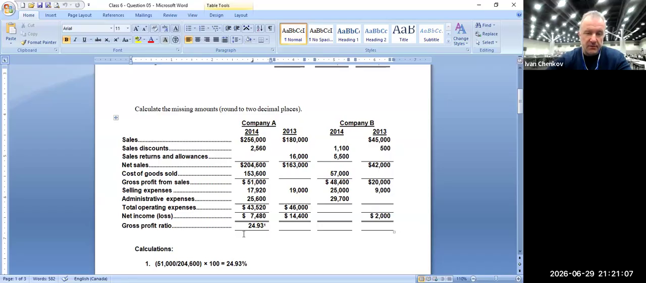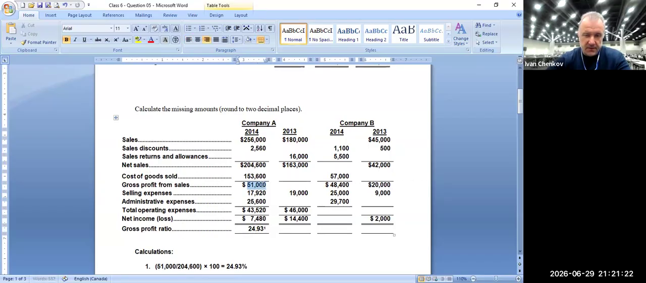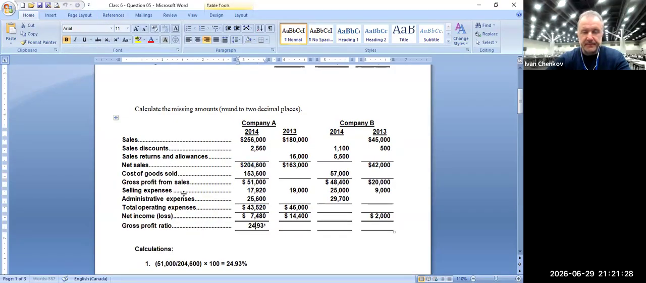Actually, no, it's not the net income. Here is 51. So the gross profit divided by sales, net sales. This one is equal to 51. Here, as you can see, divided by the net sales. That's how it's done.